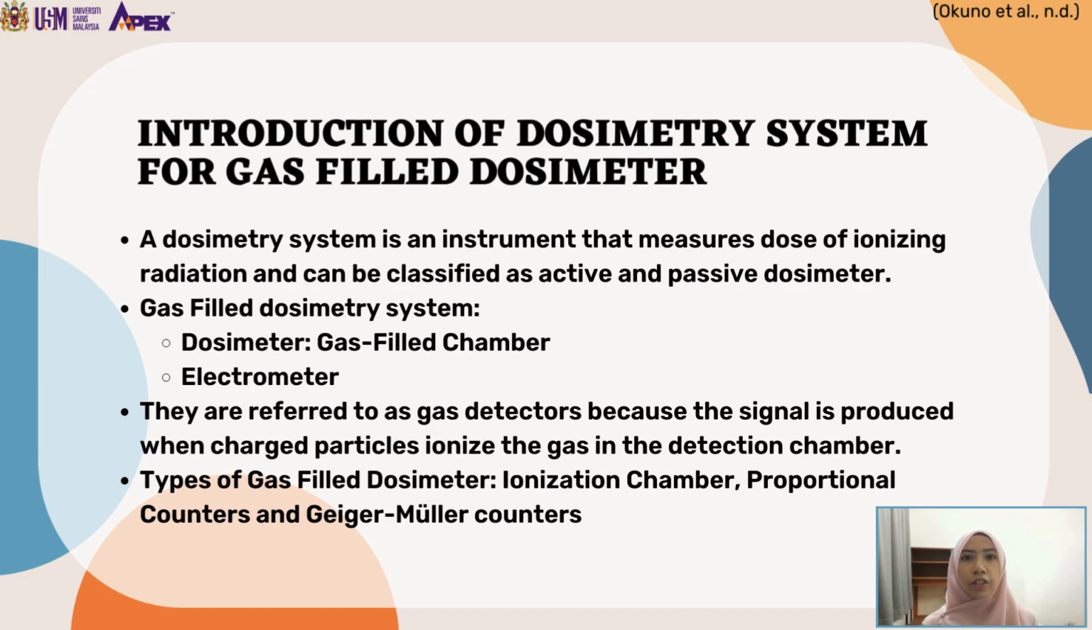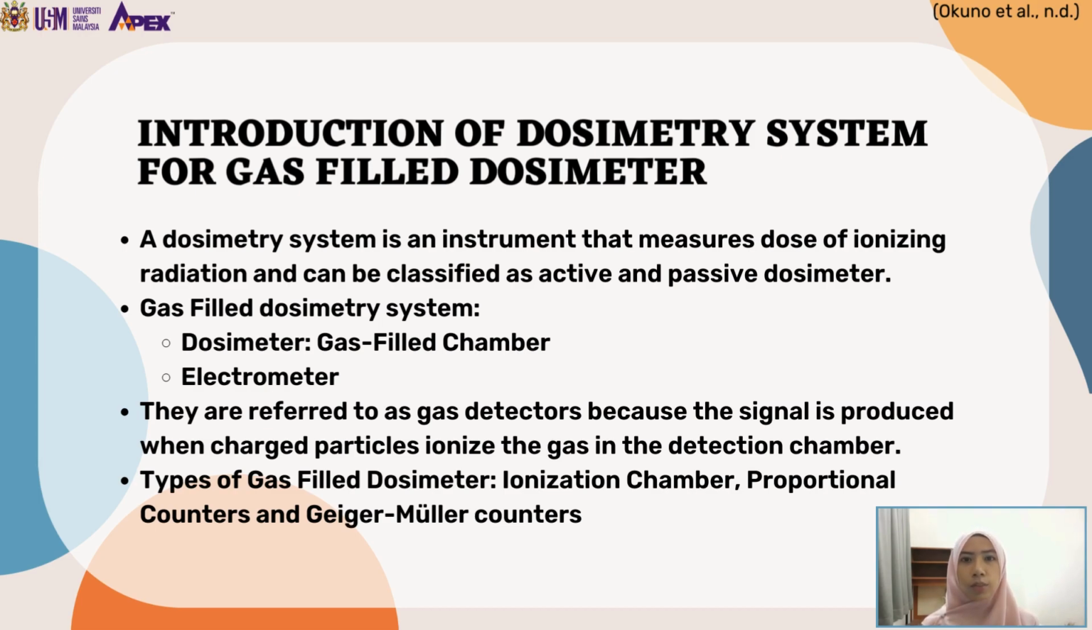For the introduction, a dosimetric system is an instrument that measures dose of ionizing radiation. It can be classified as active and passive dosimeter. Active dosimeter can display the dose value directly, while passive dosimeter cannot display the dose value directly, but it can record a signal which must be retrieved and converted to dose by a reading device.